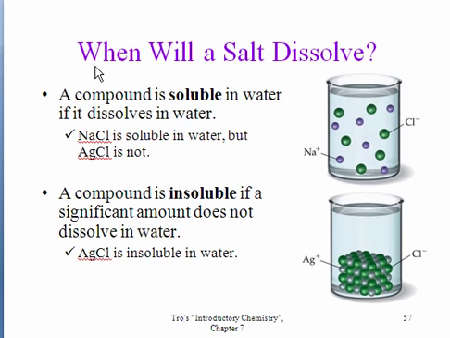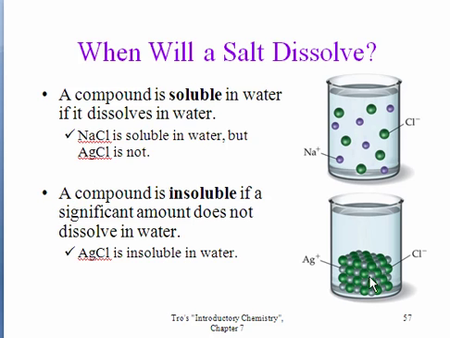Now we're going to look at answering this question: when will a salt or ionic compound dissolve? Now we're going to look at two more vocab words, soluble and insoluble. A compound is soluble in water if it dissolves in water. So for example, sodium chloride, table salt, is soluble in water, but silver chloride is not.